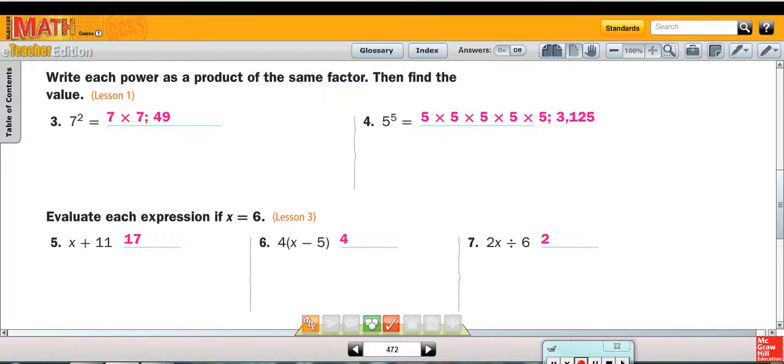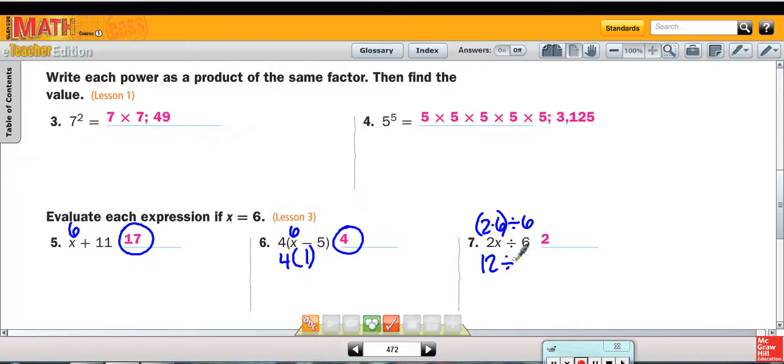Okay, number 5, x plus 11. If we substitute 6 for x, 6 plus 11 gives us 17, 1 point. If I substitute 6 in here, parentheses first, 6 minus 5 is 1. 4 times 1 gives me 4, 1 point. And then x is 6, so 2 times 6 divided by 6. Order of operations says I multiply first because it's on the left. So I get 12 divided by 6 gives me 2. 1 point there as well.